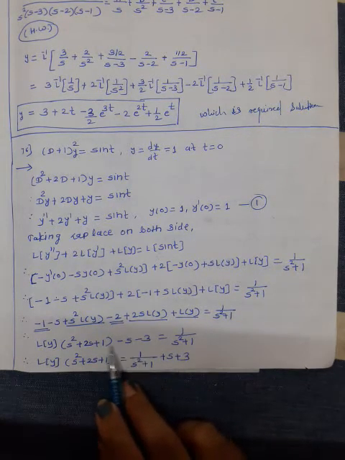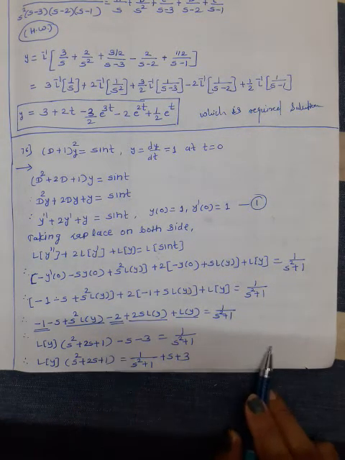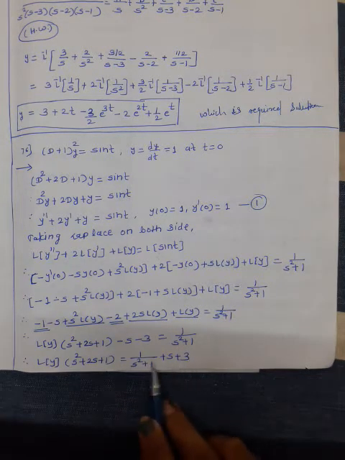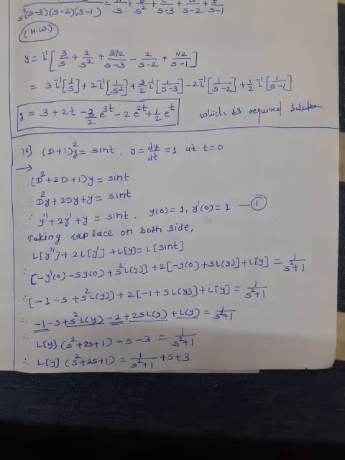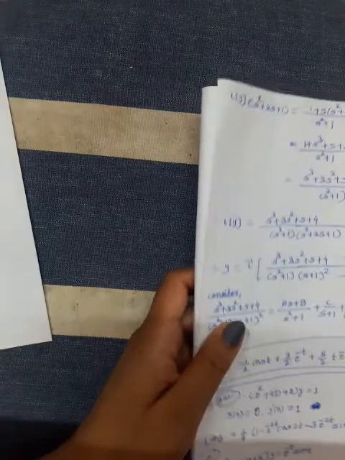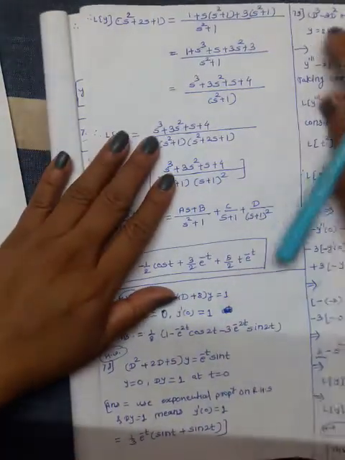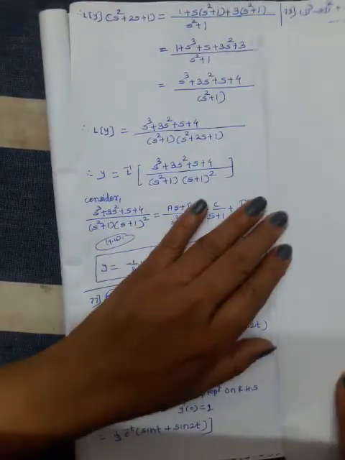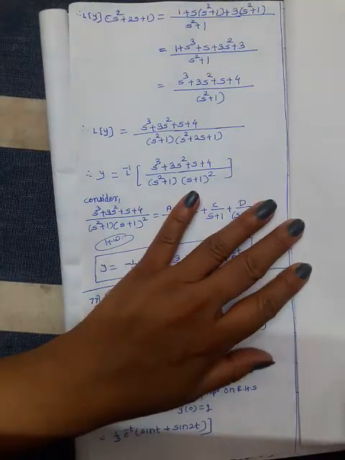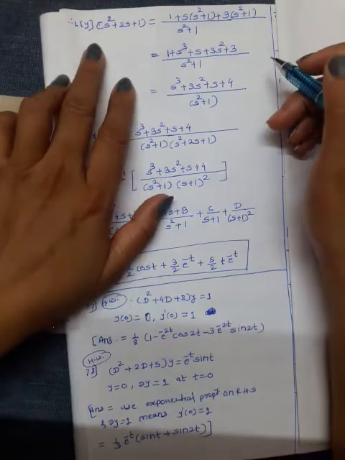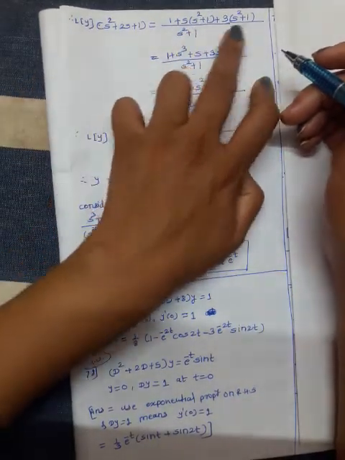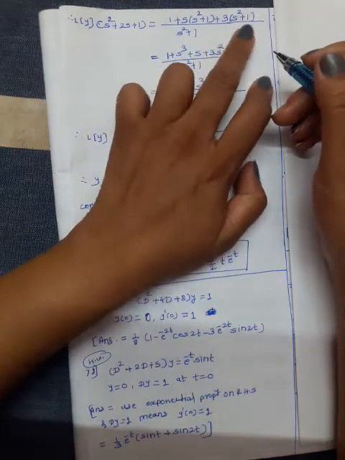Now take these terms apart from L of y on that side. We get 1 upon s square plus 1, plus s plus 3. Now we have to take the LCM of this step. Therefore, it becomes L of y into this is equal to, take LCM, we get 1 plus s into this as the numerator, as it is, plus 3 into s square plus 1.